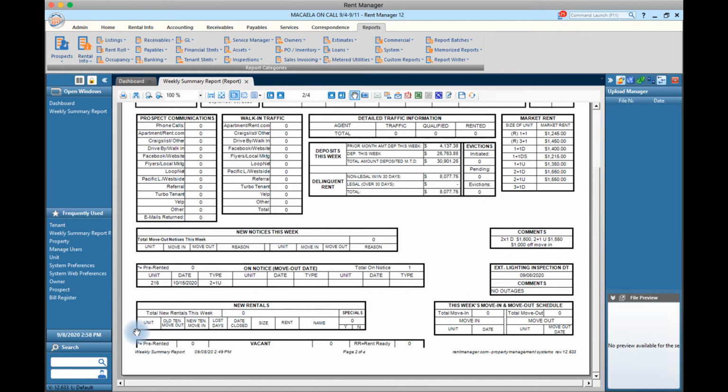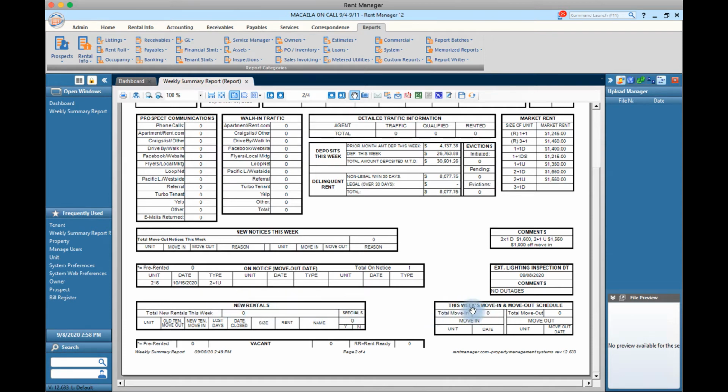The unit that was rented, when the old tenant moves out, when the new tenant moves in, how many days were lost or how many days it was on the market without anyone being in it, the date it closed, the size and the rent, the name of the prospect, and whether a special was applied or not. So all new rentals will be right here.